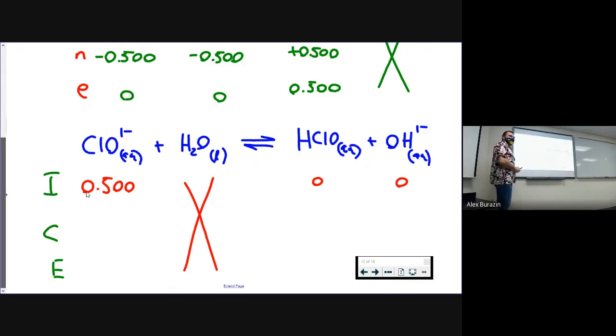How much of this is going to break apart, or how much of this is going to go away? Strong or weak? We don't know. It's weak.